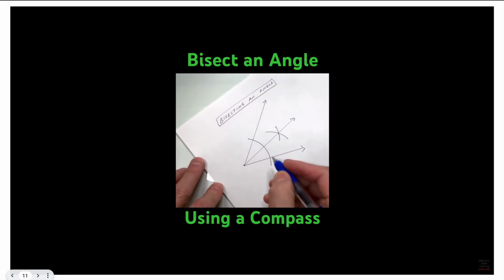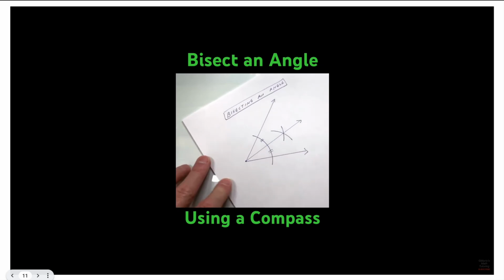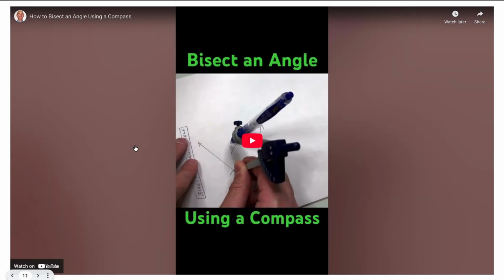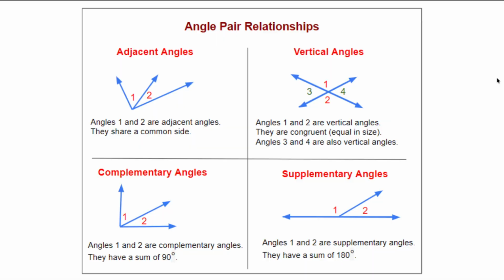And that's it. You can see that this angle here and this angle here are congruent. Awesome. So we always have to make sure we know how to bisect an angle and bisect a line segment. Now, when we have angles, they normally have a pair of relationships.